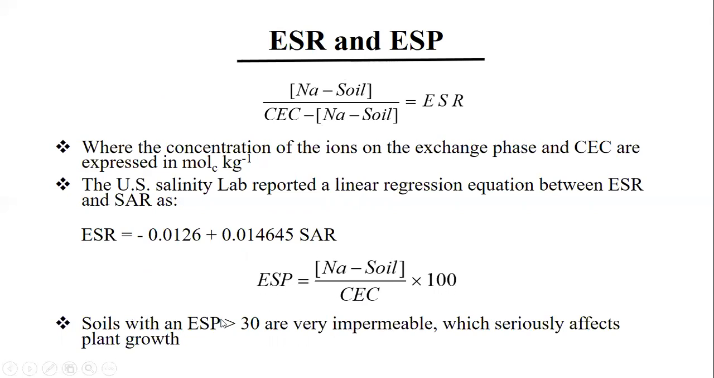Soils with an ESP greater than 10 are very impermeable, which seriously affects plant growth. I'm hoping that in your soil physics or some other courses, they will explain to you more why sodium makes the soil so dispersed and impermeable, and I hope you have that kind of information.